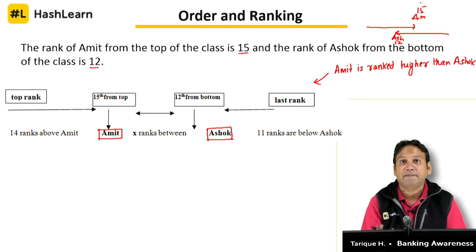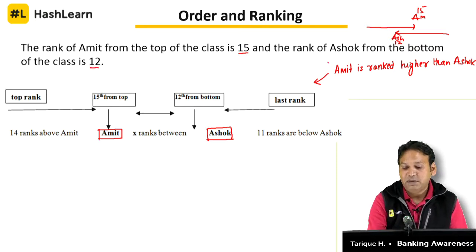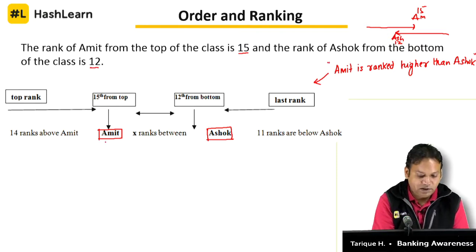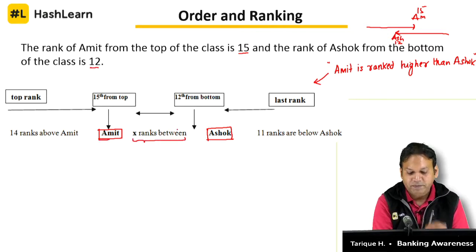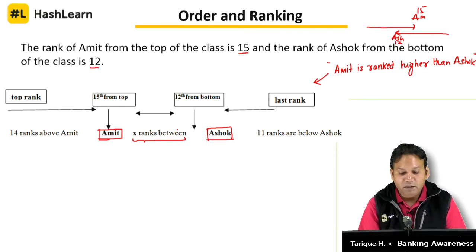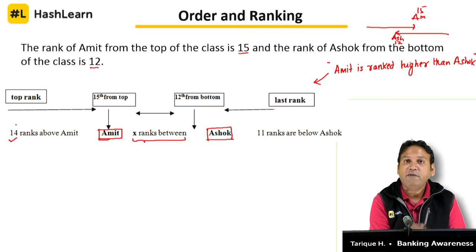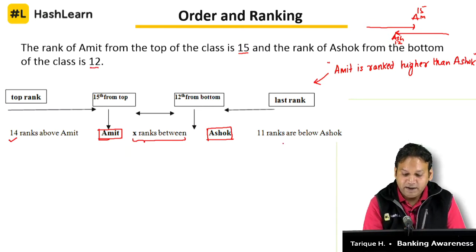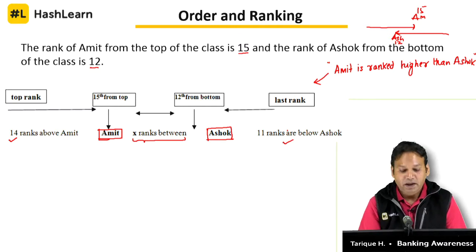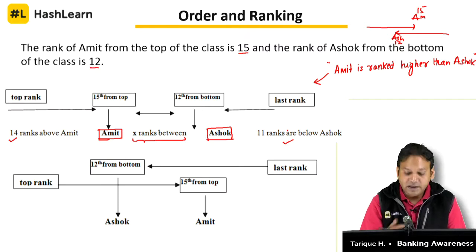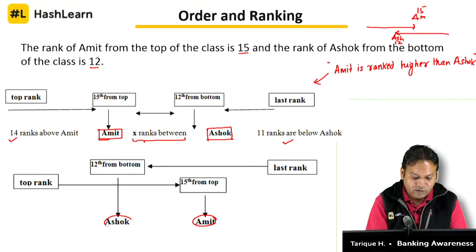So I am taking case 1. The first case I am taking is when Amit is ranked higher than Ashok. That means Amit is here, Ashok is here, there are some persons between them. The X ranks between Amit and Ashok. So 14 ranks are above Amit because his rank from the top is 15 and 11 ranks are below Ashok because his rank from the bottom is 12. The X ranks between them, okay. So now the second scenario is when Amit is ranked lower than Ashok.